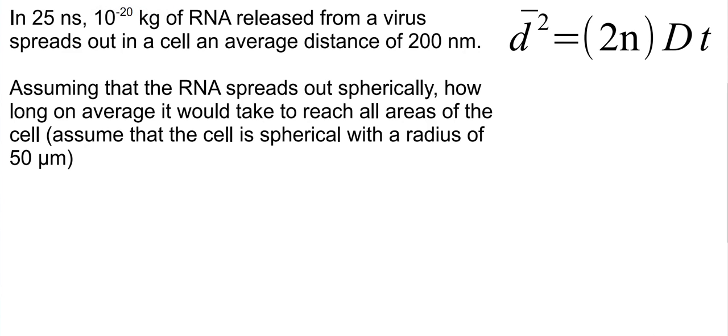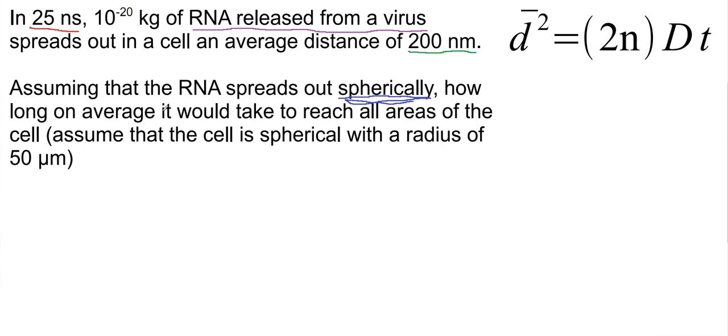So the idea here is you're told that there's some RNA that is released from a virus. You're told that in 25 nanoseconds, it spreads out an average distance of 200 nanometers. Now, when dealing with RNA or any type of Brownian diffusion, you need to know something about how it spreads. What you need to know is how many dimensions can it spread in. So here you're told that it spreads out spherically. This is actually important for solving this problem.